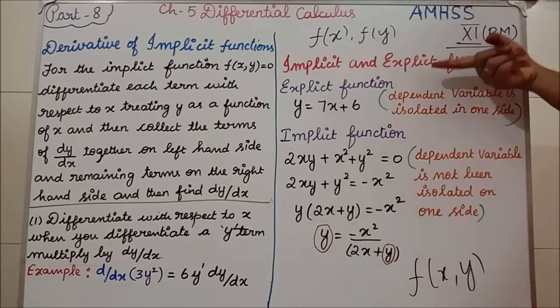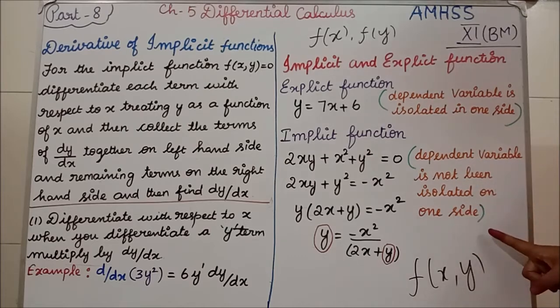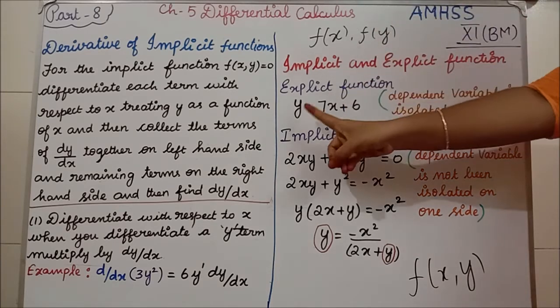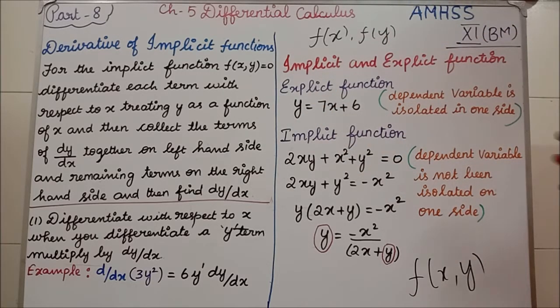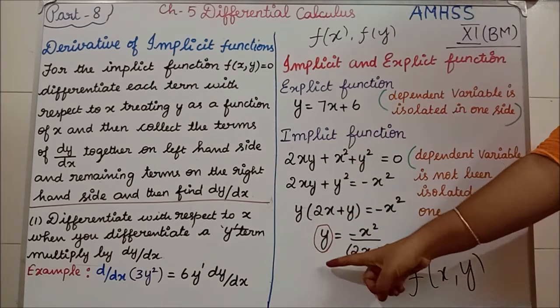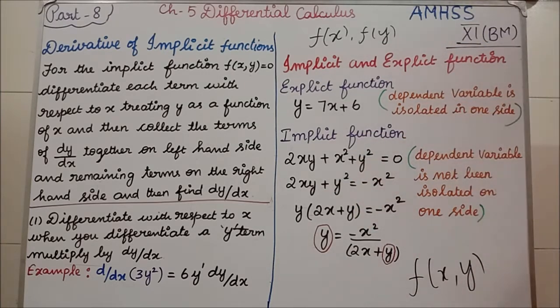So the difference between explicit and implicit is: if the dependent variable is isolated on one side, that is the explicit function. If the dependent variable is not isolated on one side, that is the implicit function. Clear students? In short, if you have one variable on one side and that variable is not in the RHS part, we say it is an explicit function. If the variable on the left hand side is also on the right hand side, that is the implicit function. Clear all of you?